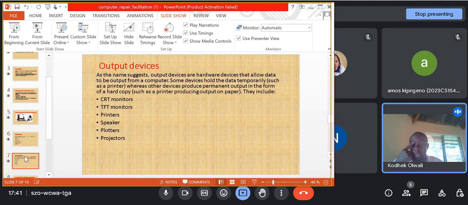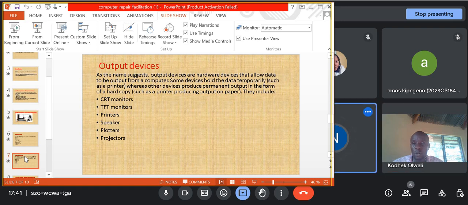Under output devices, these allow data to be removed or output from a computer. Some of those devices hold data temporarily, such as a printer, whereas others hold data permanently in output form. They include cathode ray tube monitors, TFT monitors, printers, speakers, plotters, and projectors.